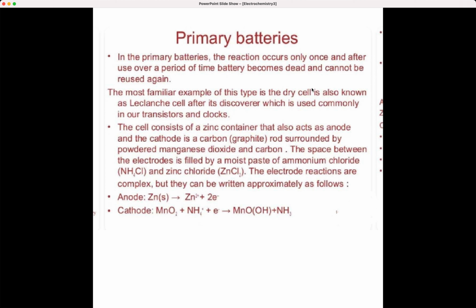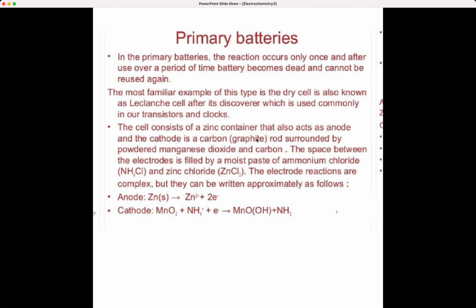Then the most familiar example, as I said, is the dry cell. It's also known as the Leclanché cell. It is named after the discoverer only. This name is given for the cell, and it is commonly used in our transistors, clocks, and all that.